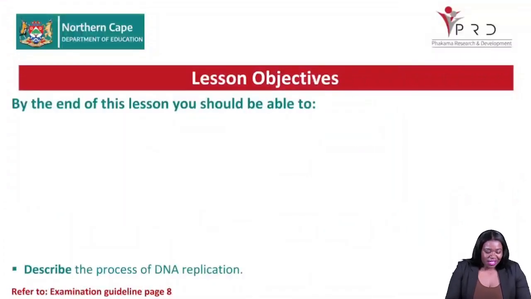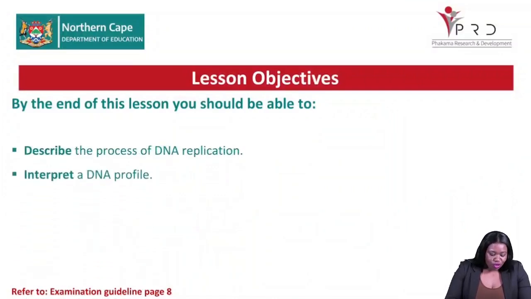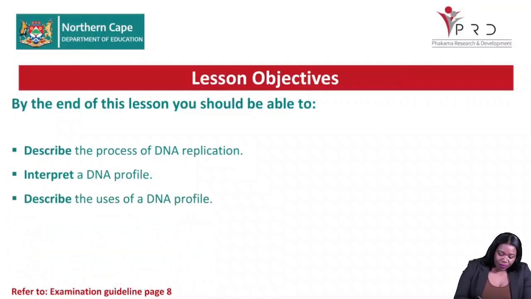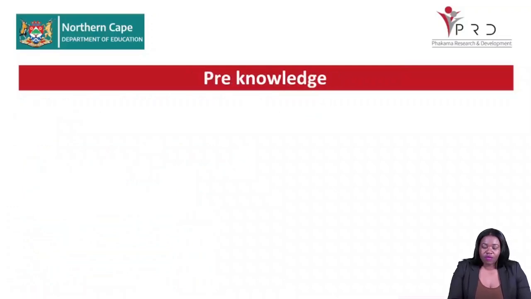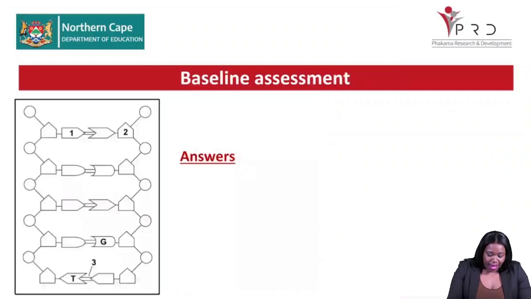By the end of our lesson today, you should be able to describe the process of DNA replication. You should be able to interpret a DNA profile, and you should also be able to describe the uses of a DNA profile. We're going to look at a DNA profile and get to understand what kind of information that DNA profile gives us. Our pre-knowledge would still be the structure of DNA as well as RNA.